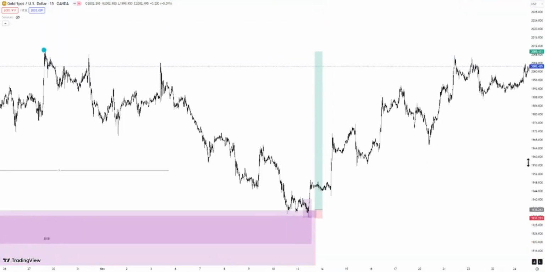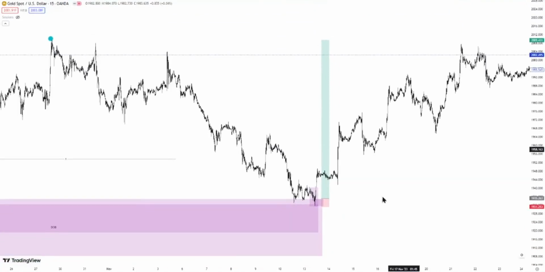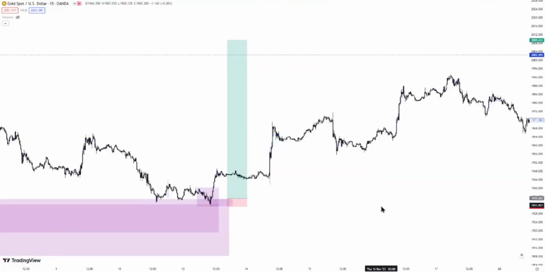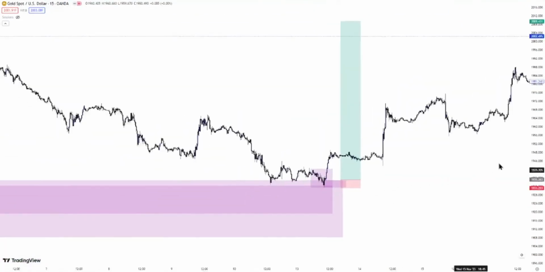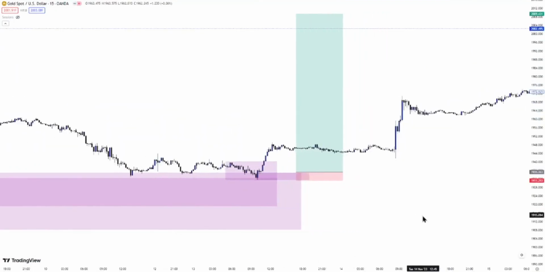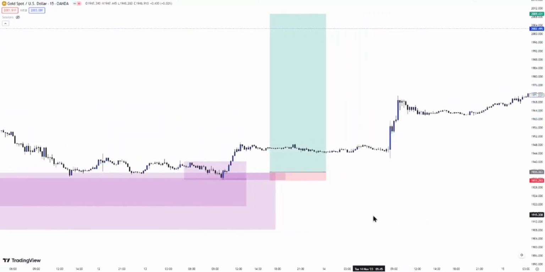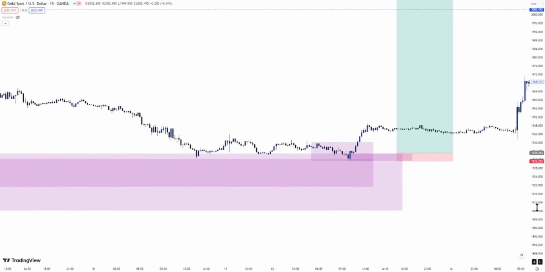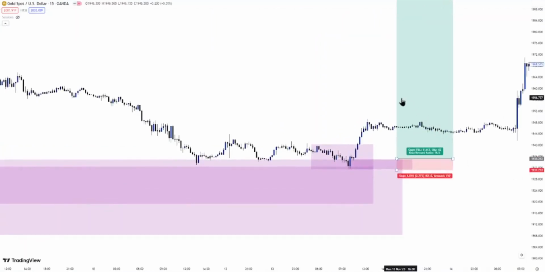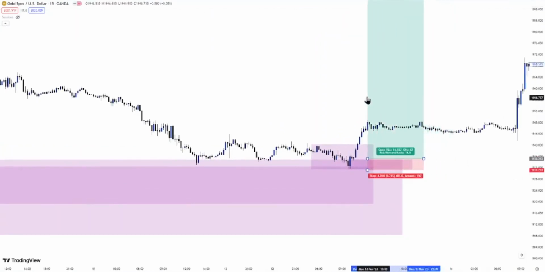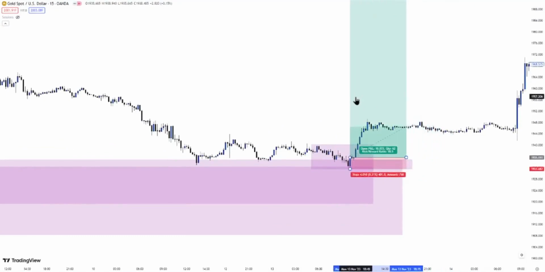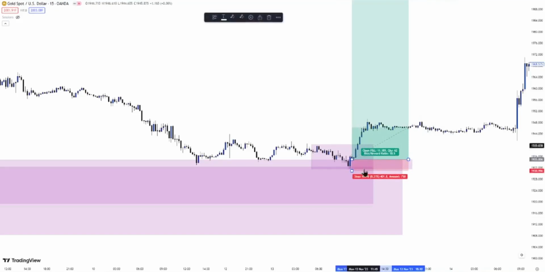And as you can see, if you look at this hour, let me show that to you so that it doesn't seem as if I'm making it up. Now take a look at this. This is where you enter the market. This is your OB here, and this is your stop loss.